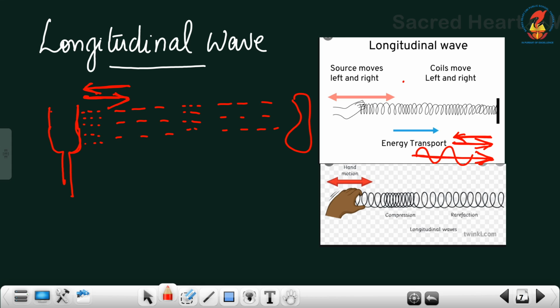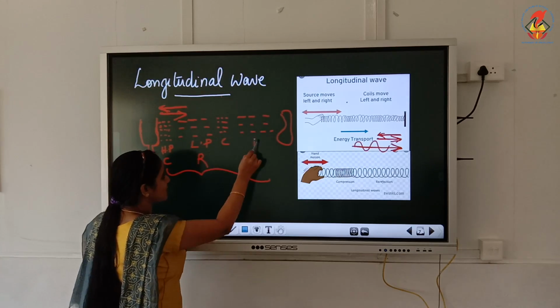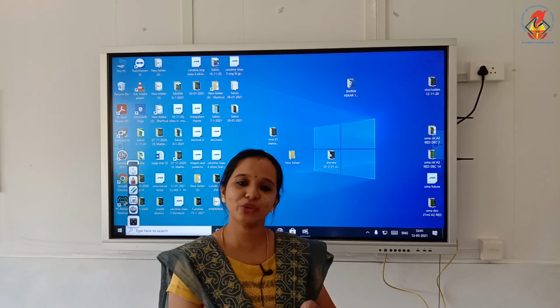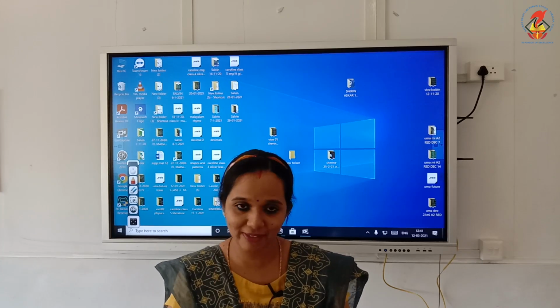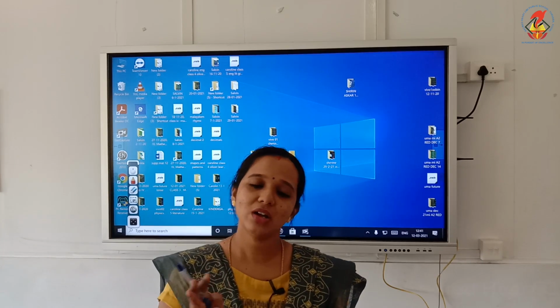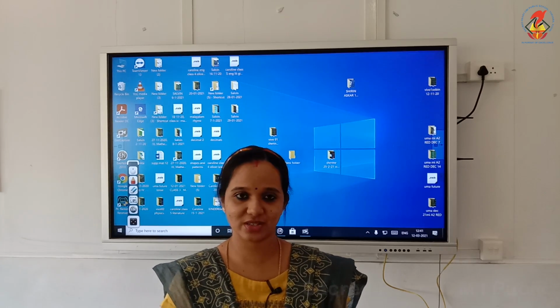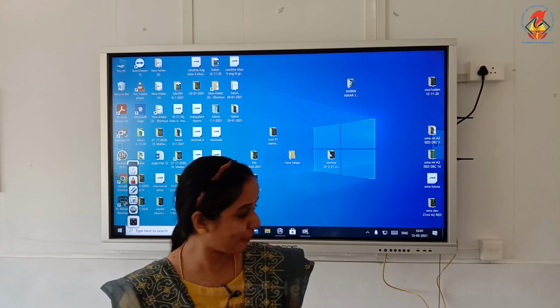So when the tuning fork vibrates, it pushes the air in front of it, which creates a high pressure region called compression, and when the tuning fork relaxes, it creates a low pressure region called rarefaction. So in a longitudinal wave, we have a series of compressions and rarefactions. The particles vibrate parallel to the direction of the wave. That is a longitudinal wave.